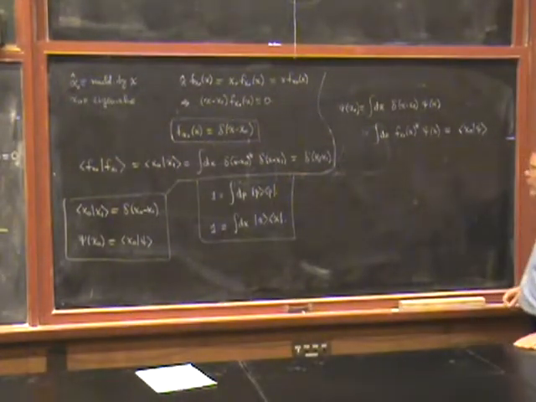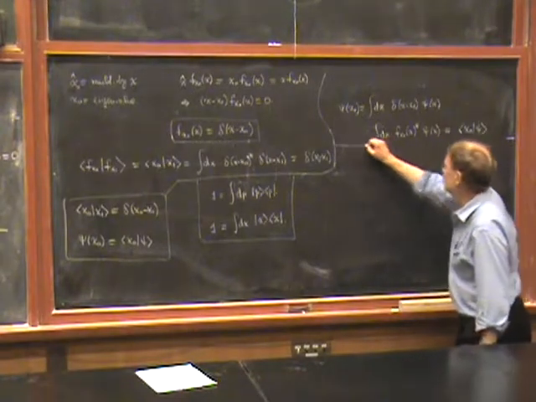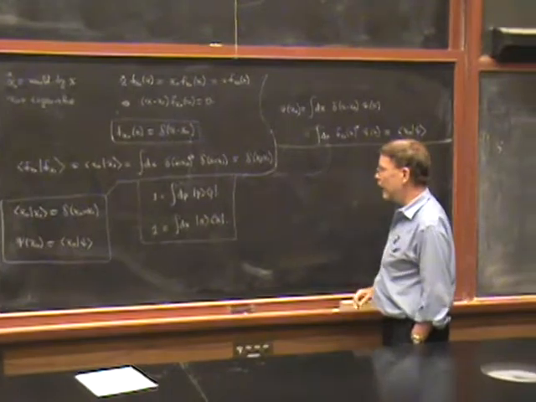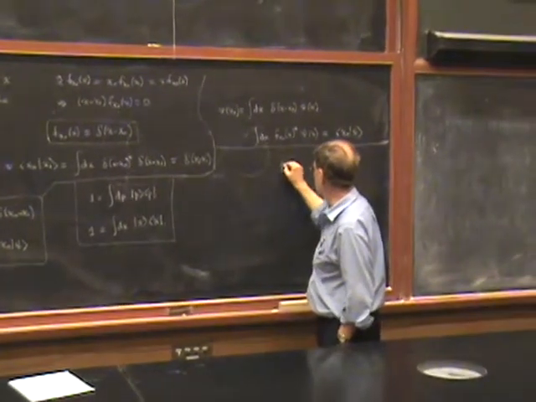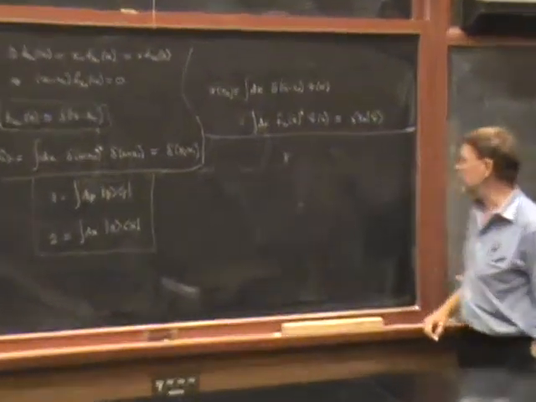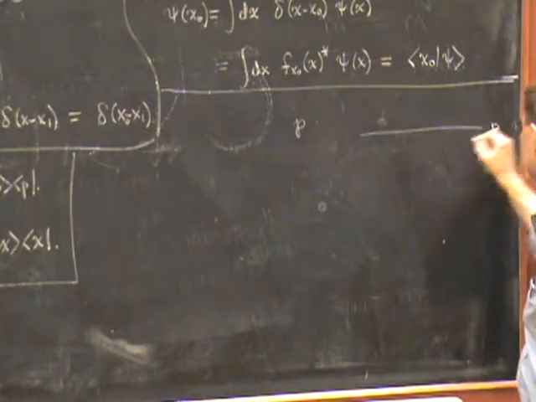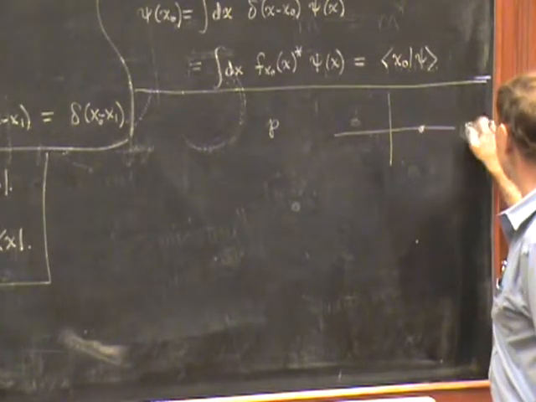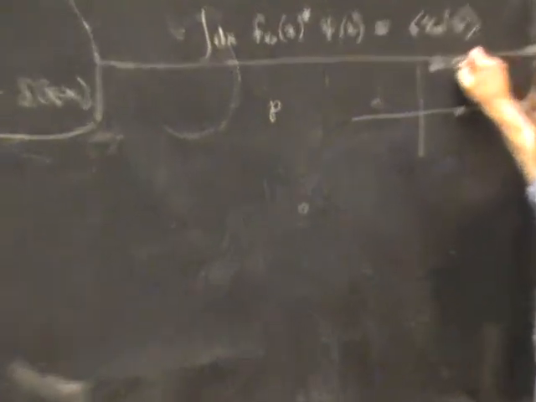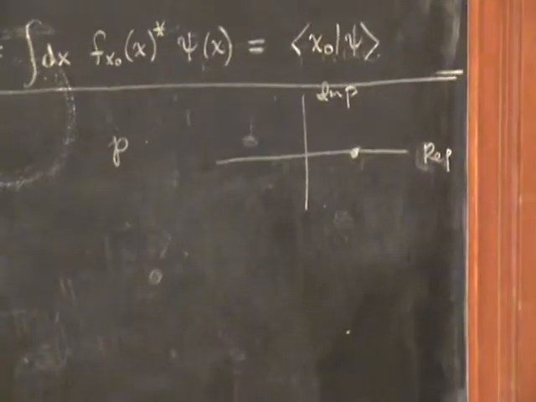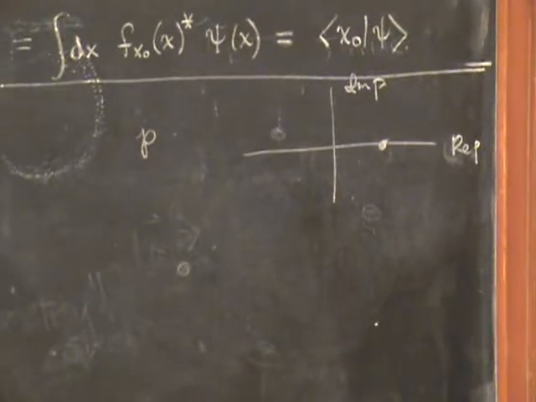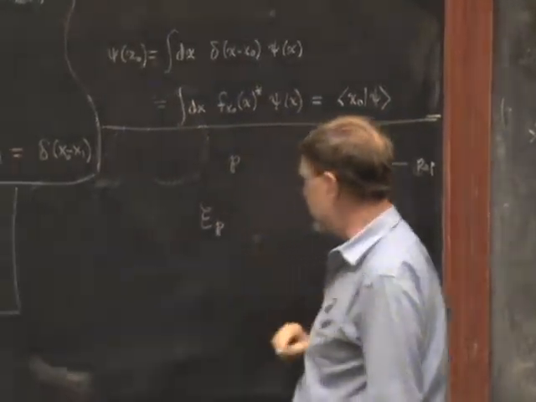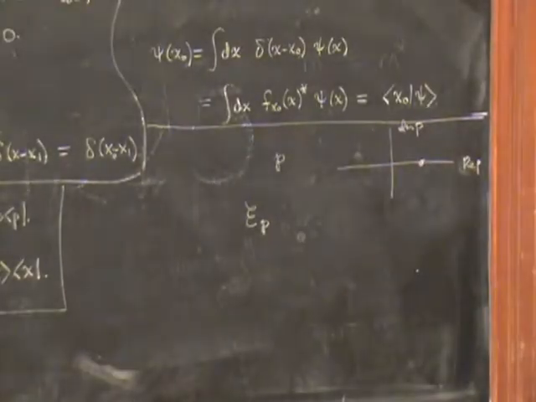Here's another couple of remarks about the continuous spectrum. If we have a single value of p, let's speak of momentum. Let's take a single value of p on the momentum axis here: here's the real part of p, and here's the imaginary part of p. So, some point in the spectrum of p, can we talk about the eigenspace corresponding to that momentum value?